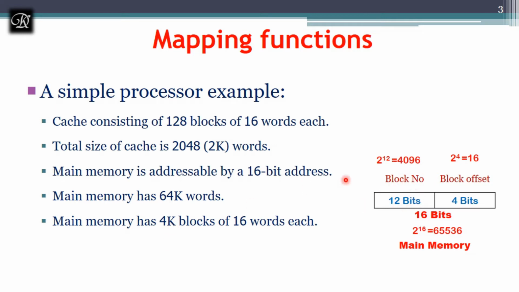Out of these, 12 bits are sufficient to address 4k blocks and 4 bits are sufficient to address 16 words. In total, I need 16 bits to address 64k. This is how the given address bits are divided in main memory. Again, in cache, this is going to vary from one mapping function to another mapping function.